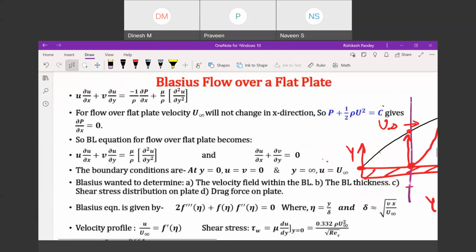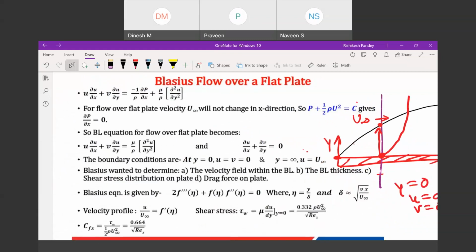So the boundary conditions for Blasius flow over a flat plate you can note down. So this is the equation, and this is the boundary condition actually. Now Blasius, why was he doing all these things? What did he want? He wanted the velocity field within the boundary layer. He wanted the boundary layer thickness, to calculate the thickness of this boundary layer at any location. He wanted to calculate the shear stress distribution. We have seen this also in the last lecture, shear stress variation for flow in a pipe. And he wanted to calculate the drag force on a plate.